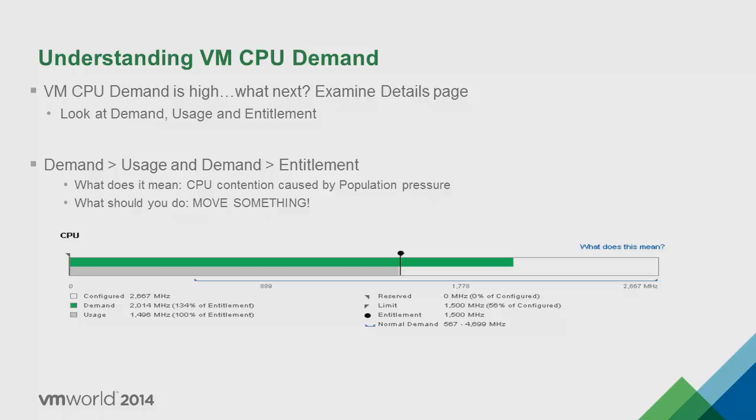Now there are other things. If you see that what it's not getting is not by entitlement and not by limit, but they're still not the same, there can be contention caused by other things, and we'll get into that.